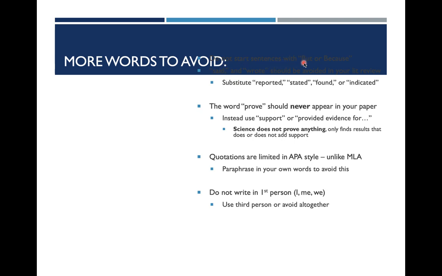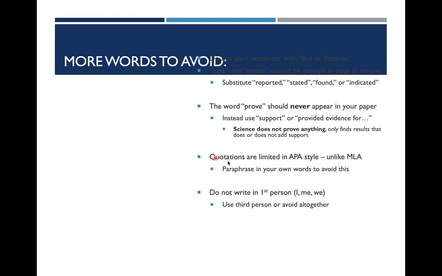We don't want to start sentences with but or because. And then we want to avoid the words said and wrote. Again, right? If we say Johnson said, or Dr. Franklin wrote, we're talking about the people. We're not talking about the findings. We want to say things like reported, stated, found, indicated, because that turns us towards the finding itself, the outcome, the topic. We want to avoid the word prove, right? We never prove anything. We support or provide evidence for.